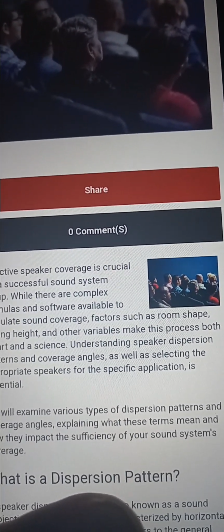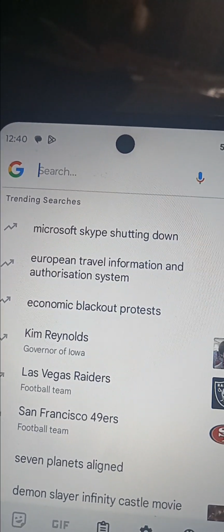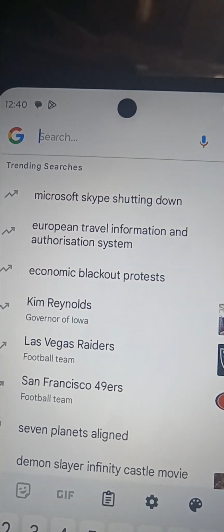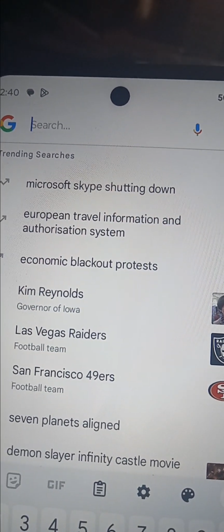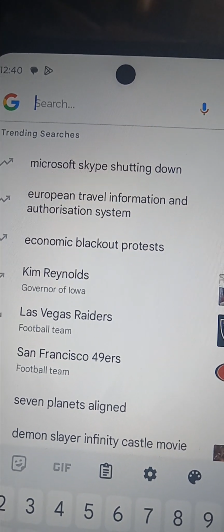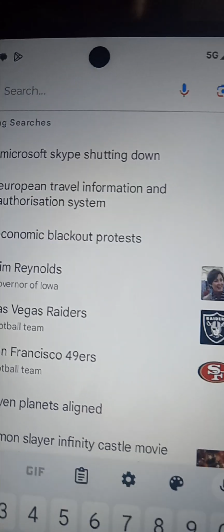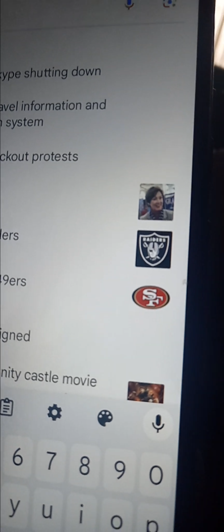But anyways, let me pause this video. There's something else I want to look at. Oh, by the way, here's my Google feed. Microsoft Skype is shutting down. European travel information in a minute. What did that say? Authorization. What? Authorization system. Okay. Can't see through the phone.